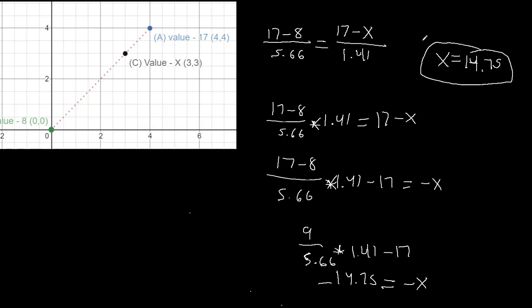So this is our value. The value at C is going to be 14.75. I hope that made sense. Again, calculating this by hand is probably not practical, but I hope that it shows you the specifics of how that works. Thank you.